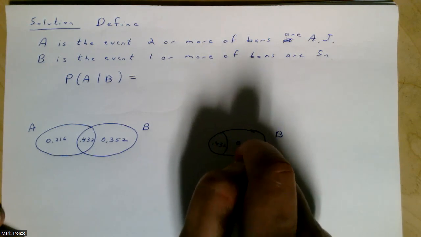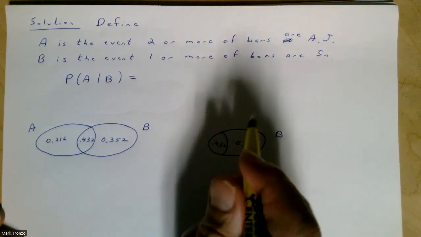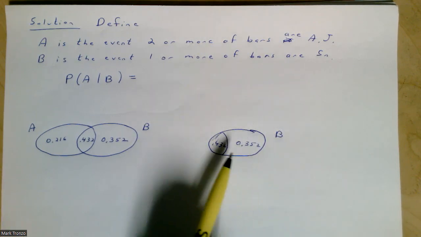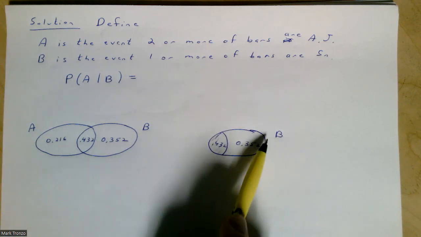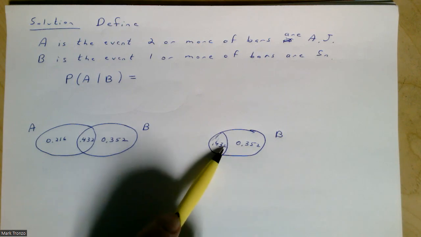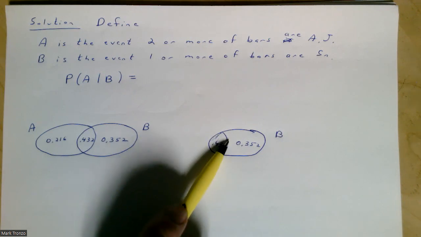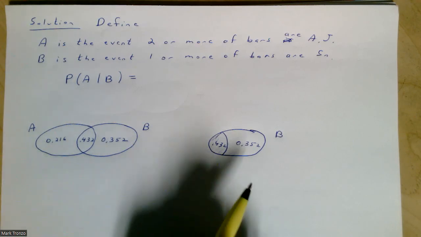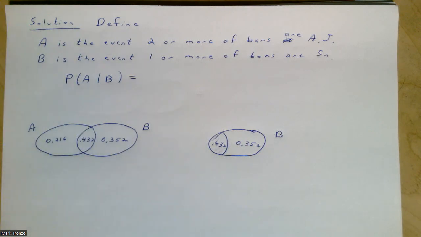0.432, 0.352. And so we're really dealing with this probably. We're dealing with this right here. We know event B has already occurred, and we want to know what the probability of this also occurring over here. And so that's it pictorially. So let's actually calculate it now.